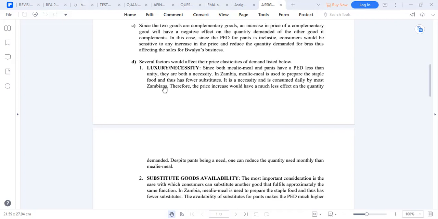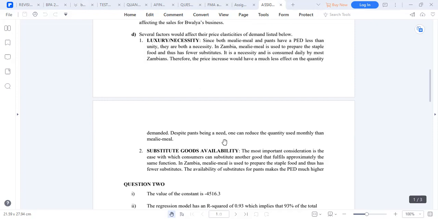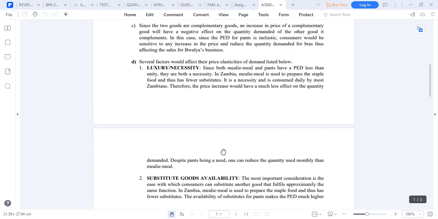But the substitute goods concept also affects elasticity. It is an important thing to note that in this context, consumers can substitute one good for the other approximately. So in Zambia, mealie meal is used to prepare the staple food, shima. So availability of substitutes like pants makes it more appealing for them to buy mealie meal even more because people do without pants rather than food. So there are several other factors, but just these two that we mentioned. I hope this was clear and well explained. Yeah, it's okay.